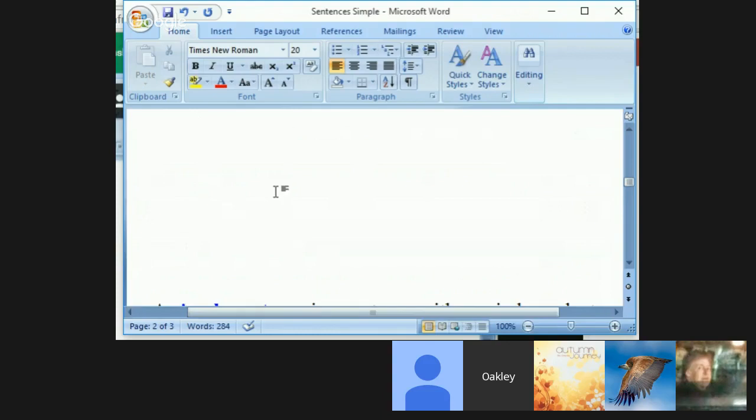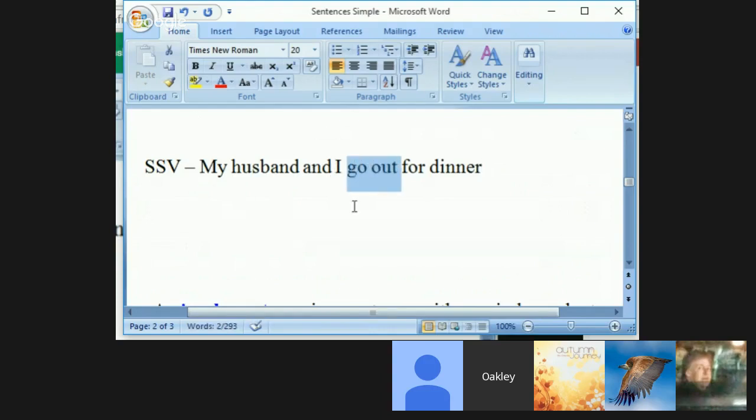Okay, Nian, give me an SSV. Make up a sentence. My husband and I go out for dinner. Okay. Definitely. My husband, one subject, I, second subject, go out, phrasal verb, but yep, a verb. Phrasal verb, one word verb doesn't matter. That's very good. Go out for dinner.